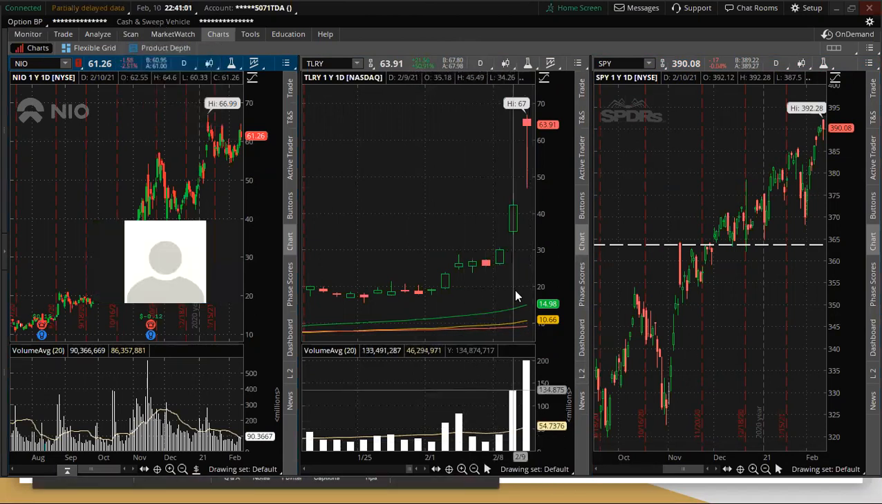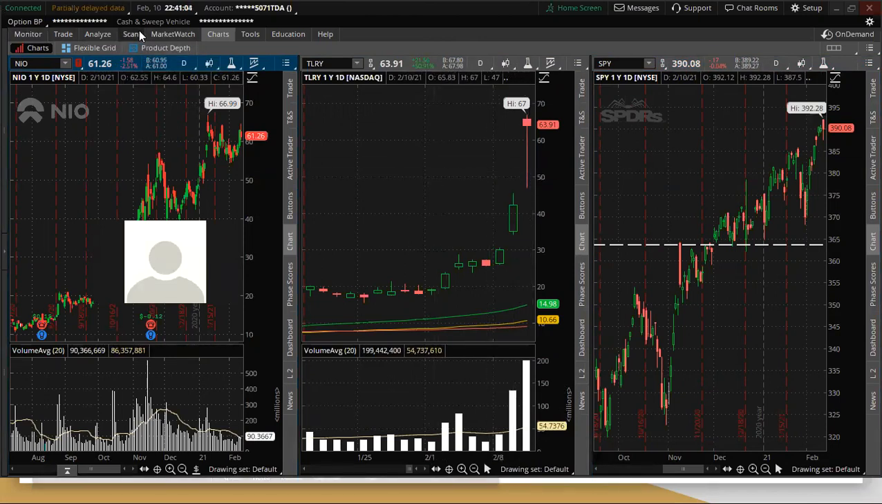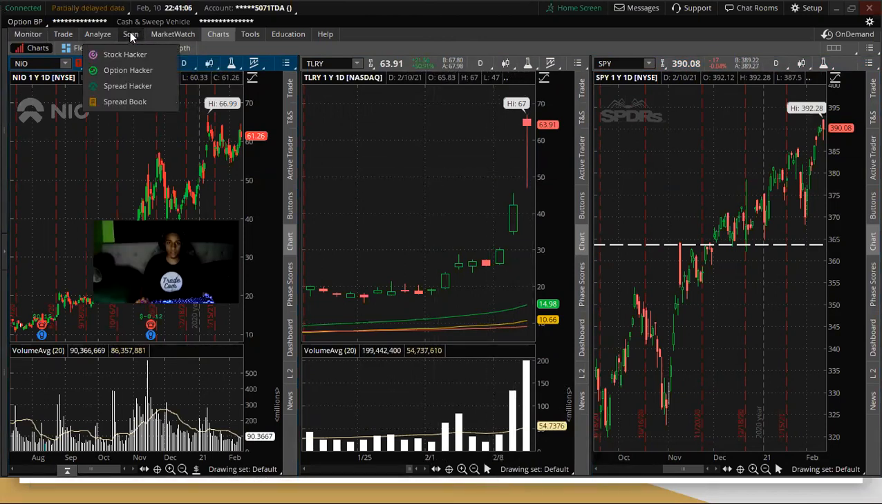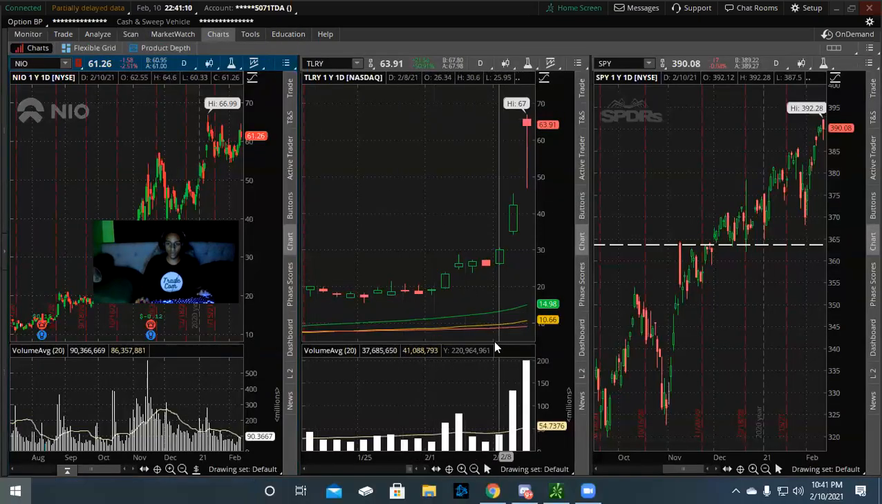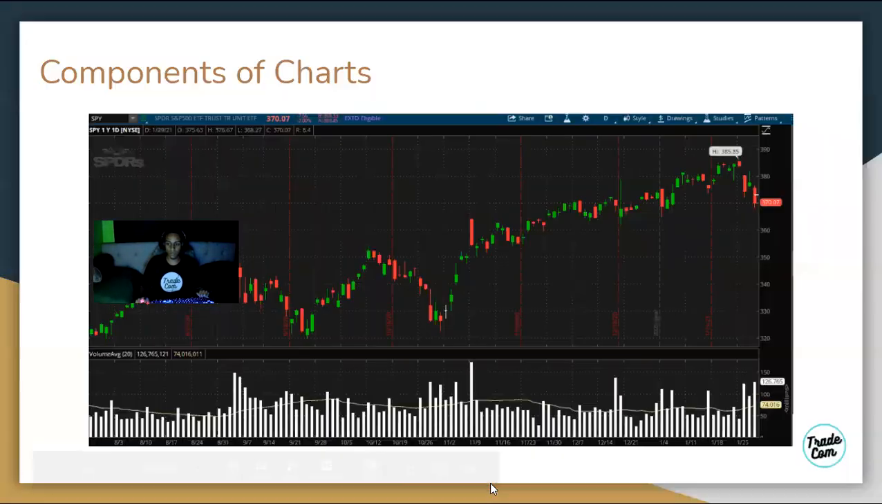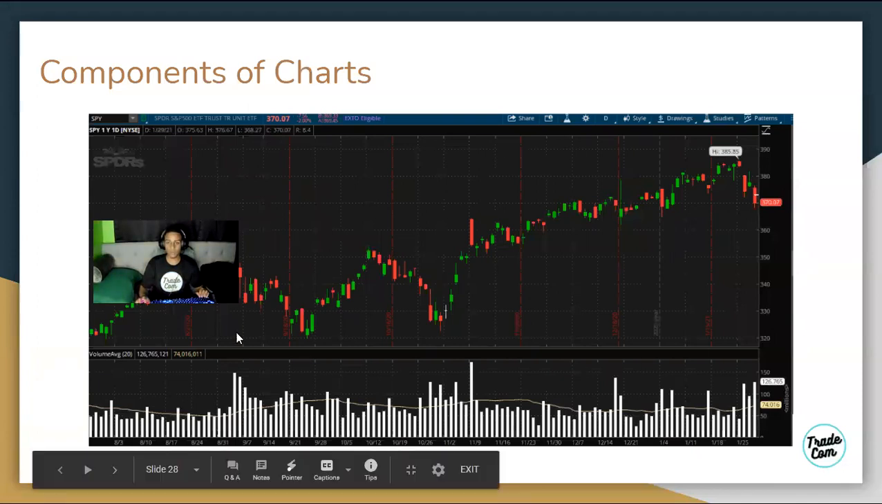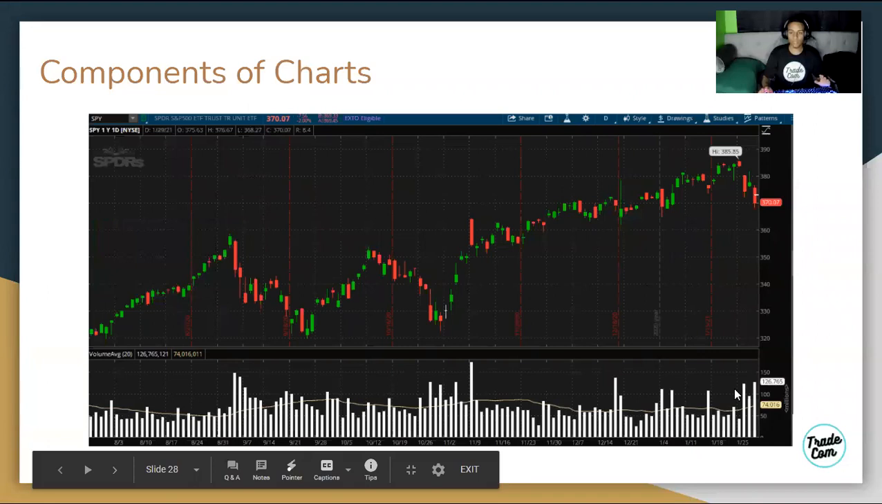Do you set up any scan or anything here? Yeah, we could get to the scanner a little bit later. That will be more for the next PowerPoint that we go over. So we know all the components of our charts. So we pretty much know the whole go around about our charts over here.